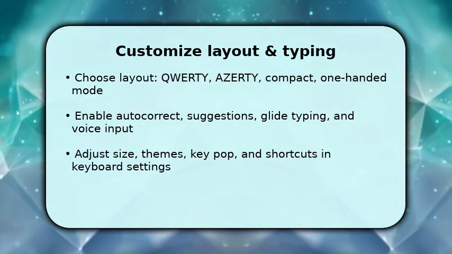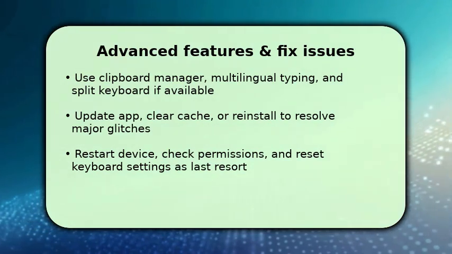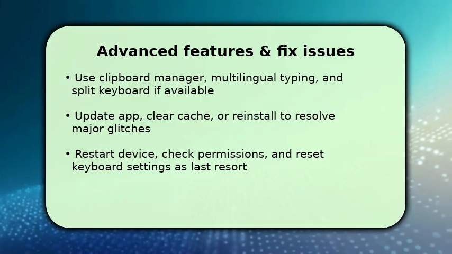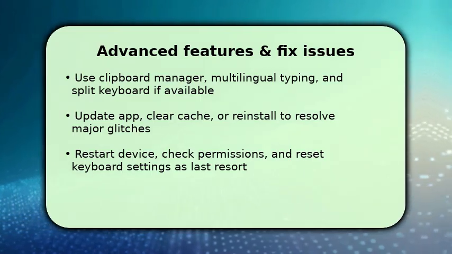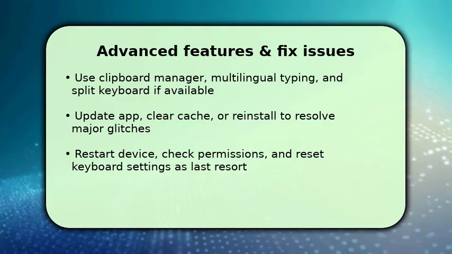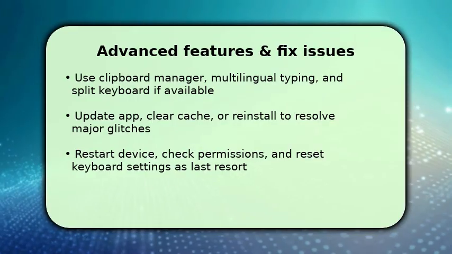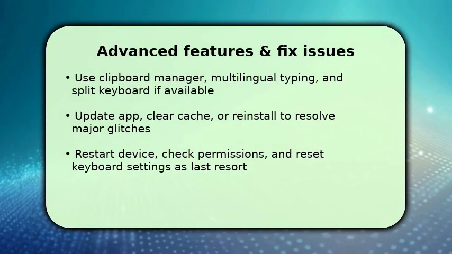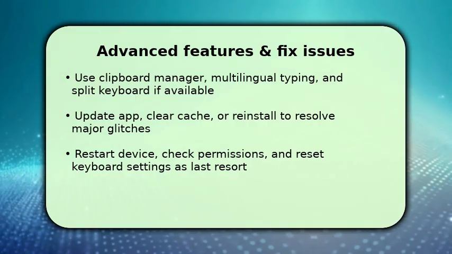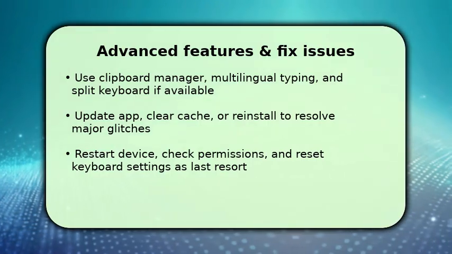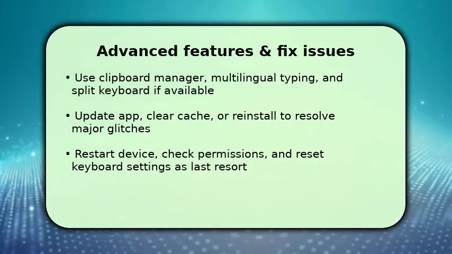Finally, learn advanced tools and how to recover if things go wrong. Use the clipboard manager, multilingual typing, and split or floating keyboard for specific tasks, and enable privacy settings for sensitive data. If the keyboard freezes or behaves oddly, update the app, clear cache, or reinstall. A restart often fixes temporary glitches. If problems persist, make sure permissions are correct and reset keyboard settings as a last resort. One troubleshooting tip: toggle the keyboard off and back on.